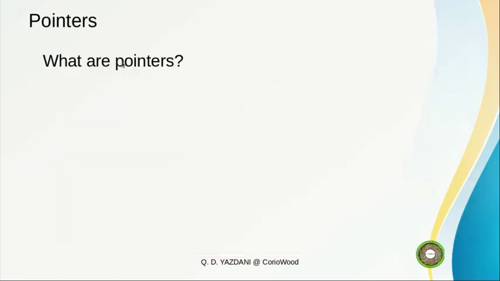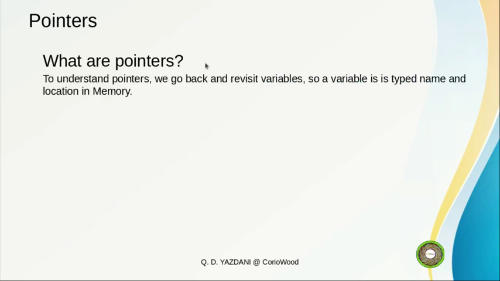Now we go into the technical part of pointers. What are pointers? In the first part of this video, we said that a pointer is like a link, a reference, like a YouTube link. So to understand pointers, we go back and revisit variables, as I said before. A variable is a type, a name, and a location in memory, like int age. You can write int age is equal to 30, or int age and then age on another line. I'll explain this one first, int age.